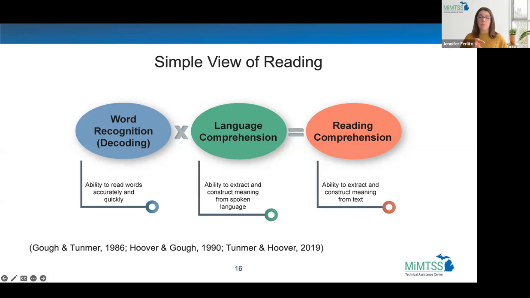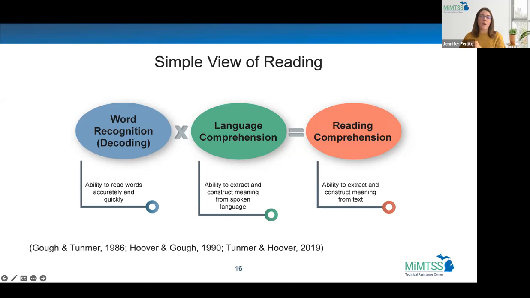There are a couple of big ideas. It is a multiplication equation, so that means that both parts matter. Although this is the simple view, the underlying processes are very complex, and we will unpack each bucket in the following slides. The last thing that we'll chat about is that this process translates into a progression of skills to be taught. So good instruction must effectively integrate both word recognition and language comprehension. We're not going to teach one over the other, right? They both have a place and they both are incredibly important if we want the outcome of reading comprehension.